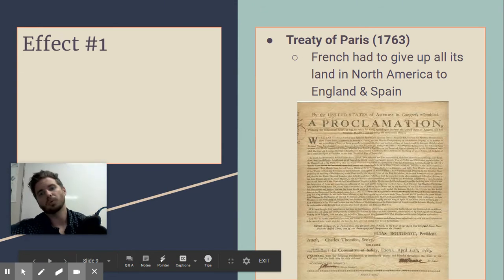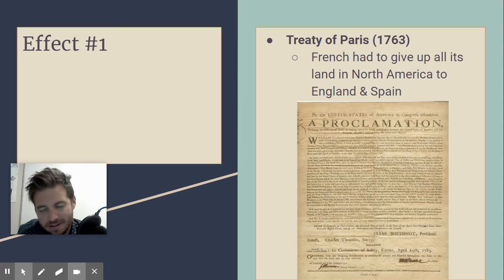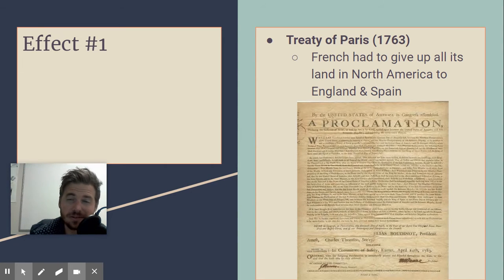All right, so effect number one. Spoiler: the British defeat the French. So with the defeat of the French, the Treaty of Paris is signed. Why is it called the Treaty of Paris? We also need to know that it's the Treaty of Paris 1763, because we're going to see some more treaties. There's going to be more treaties of Paris. They are named after the city in which they are signed.